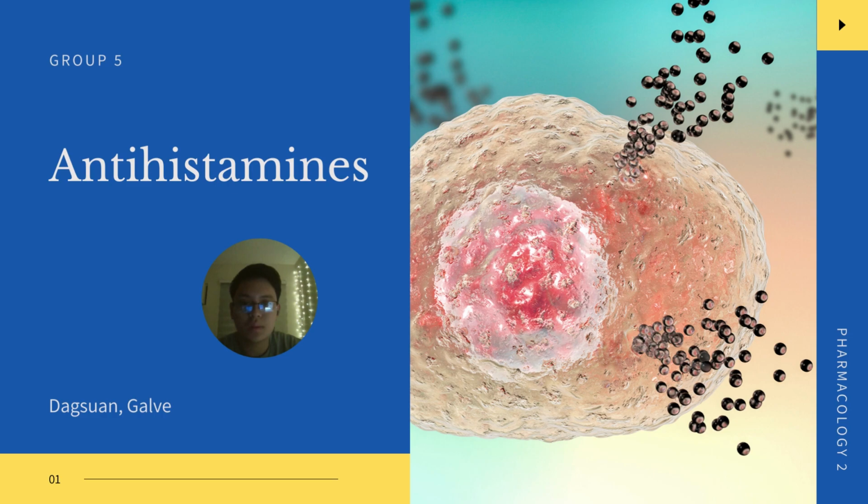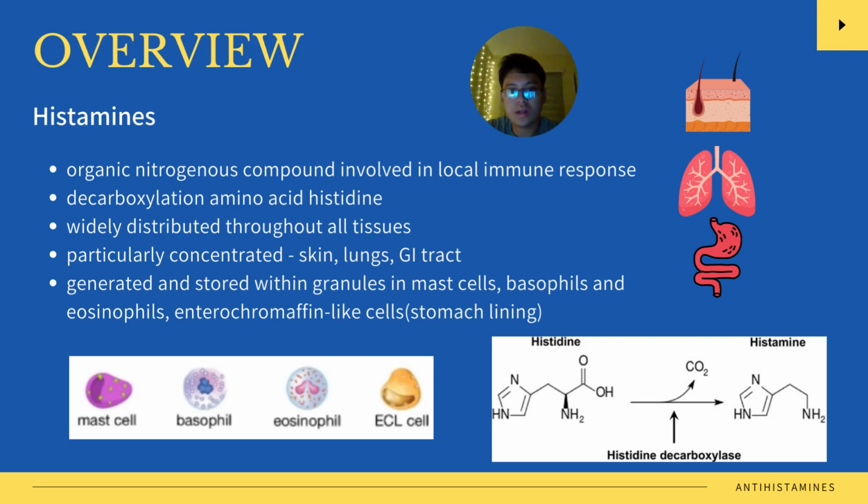And today we're going to be talking about drugs for allergies, or our antihistamines. But before we go into further detail about our drugs, let's first have a short discussion on histamines and what it does. So, histamine is a small molecule produced by our bodies through the decarboxylation of amino acid histidine.